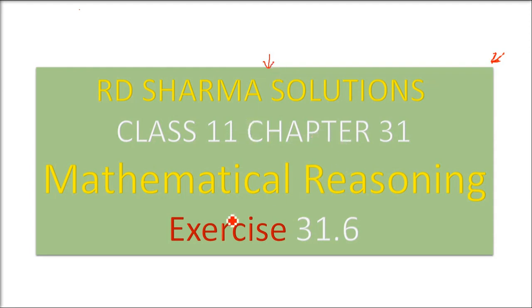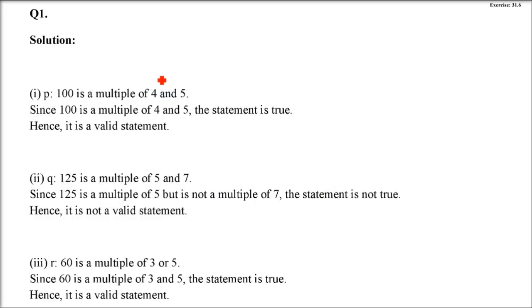This is R.D. Sharma Solution, Class 11, Chapter 31, Mathematical Reasoning. Exercise 31.6. The first question is, check the validity of the following statements.